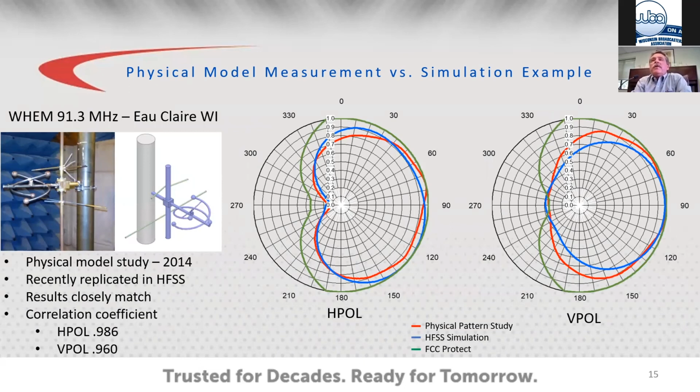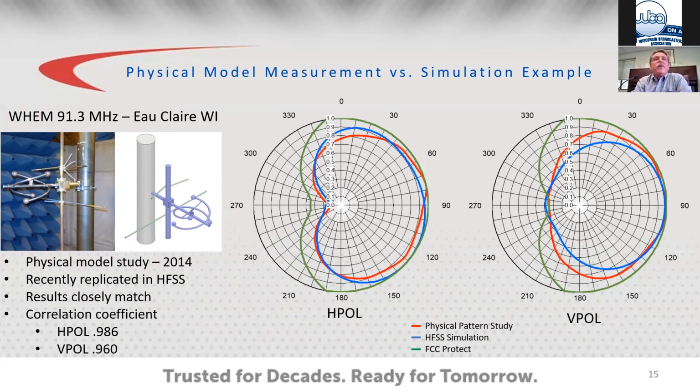Here's an example of a study done actually in Wisconsin, WHEM in Eau Claire. The original range measurement was done in 2014. And on the right is a picture of the scaled model showing the parasitics. And what we did was we recently replicated that final geometry in HFSS, which is the model that you see a little bit to the right of the photo.